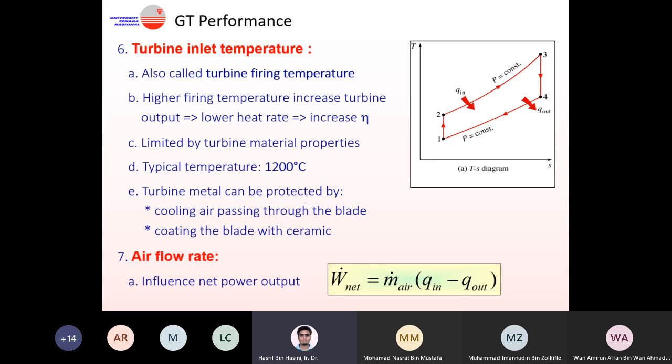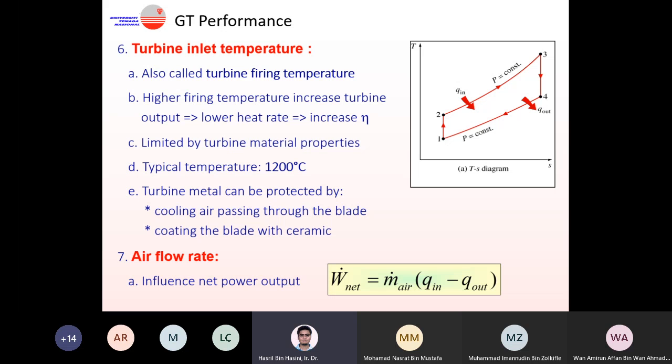It is very straightforward. The higher the combustion temperature, the higher the efficiency. Now we are talking about the TH. Remember Carnot cycle, 1 minus TL divided by TH. TL is the ambient, right? TH is the source temperature. So we are talking about TH here. Higher firing temperature definitely will increase the turbine output, and therefore it will increase the efficiency.